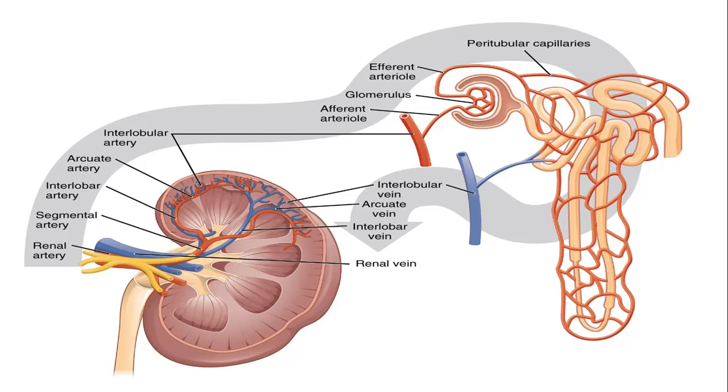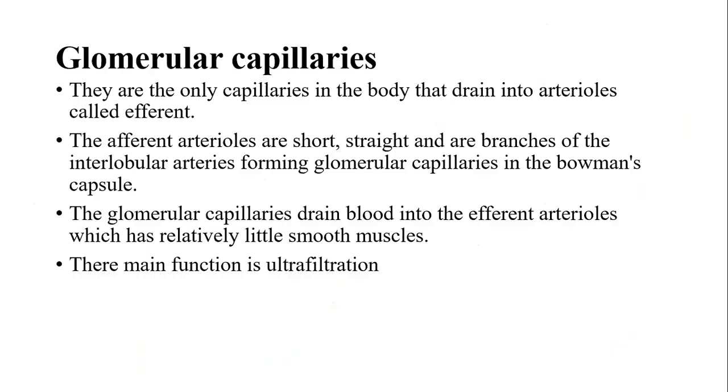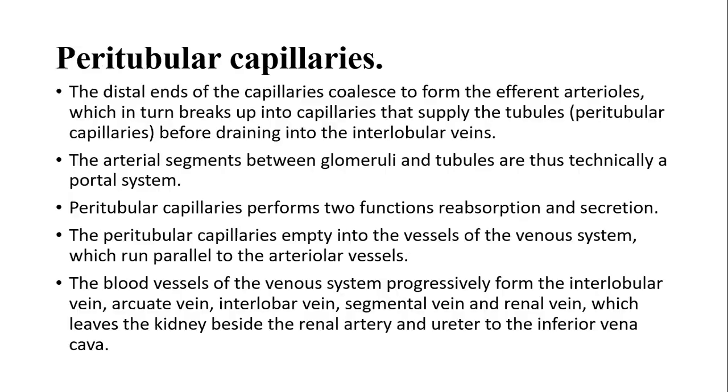So basically, this just describes the anatomy, describes the circulatory system of the kidney, all right? Yeah, so there will be a lot of text which will be talking about this, which we have basically already discussed. And yeah, so glomerular capillaries, they are the only capillaries in the body that drain into the arterioles, called efferent, like I said. So the efferent arterioles are short, straight, and the branches of the interlobular arteries forming glomerular capillaries in the Bowman's capsule. And the glomerular capillaries drain blood into the efferent arterioles, which have relatively little smooth muscle. Their main function is ultrafiltration, as you know, okay?